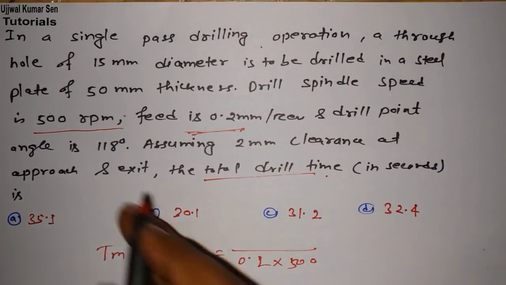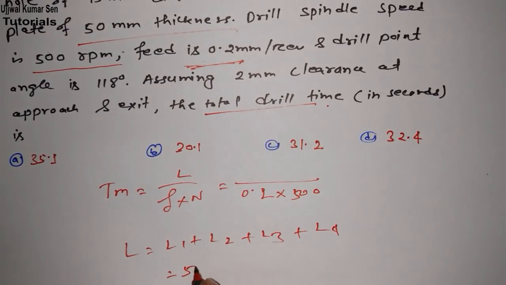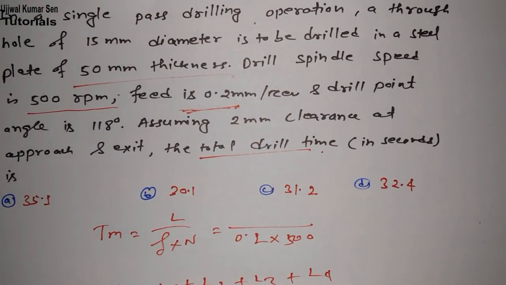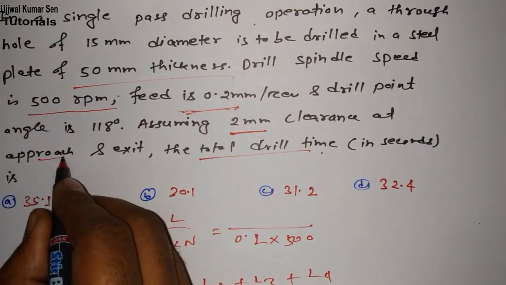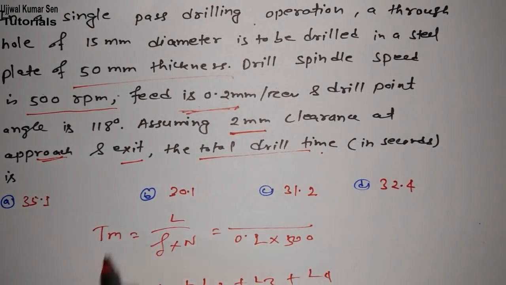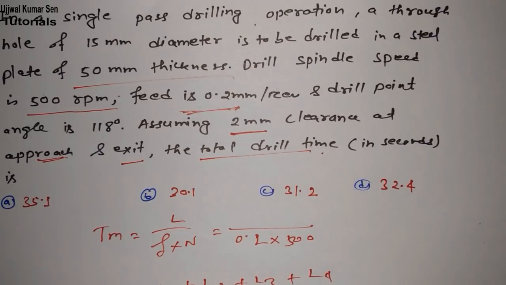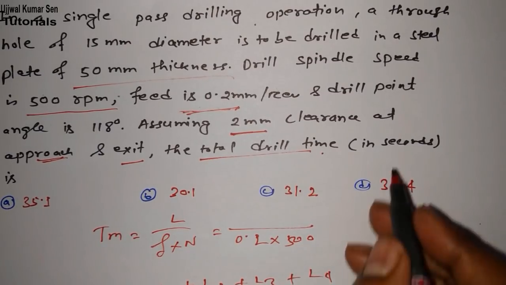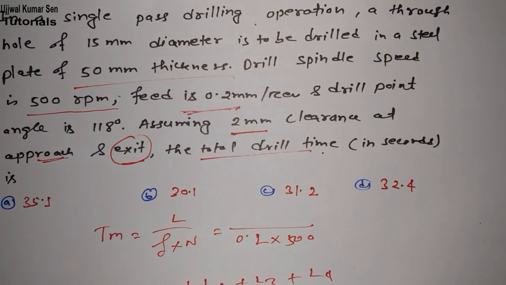So L1 is this one, the thickness, 50. L2, what is L2 basically? Approach length. This is the approach length, approach and exit. So they have to approach length at the beginning and at the end, that means 2 × 2. Okay, so L3, what is L3 basically? 0.5 d/tan θ, plus L4 is over travel. Is over travel given? No, because we have already taken the exit point, so it is zero.